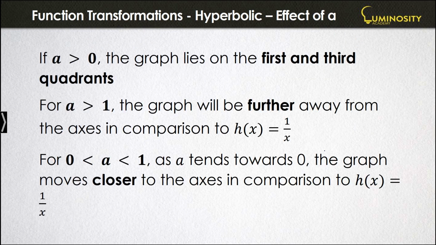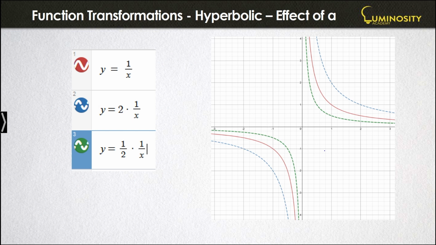What about a? If our a is greater than 0, then the graph is going to lie on the first and the third quadrants. If our a is greater than 1, the graph will be further away from our comparison equation of h of x equals 1 over x. And for a between 0 and 1, as a goes closer towards 0, it's going to move closer to the axis in comparison to our h of x equals 1 over x. So this is kind of what that looks like.